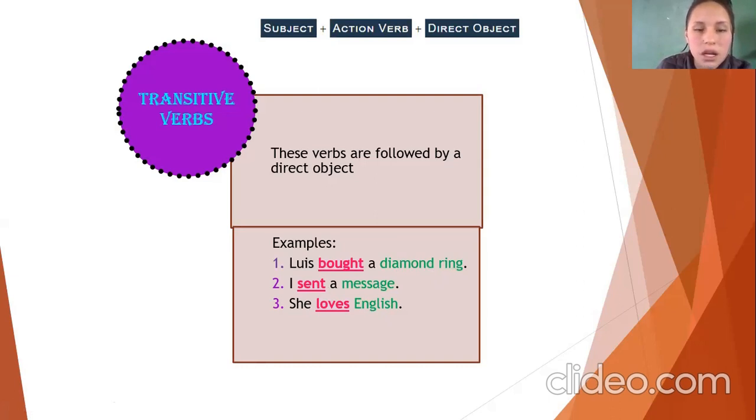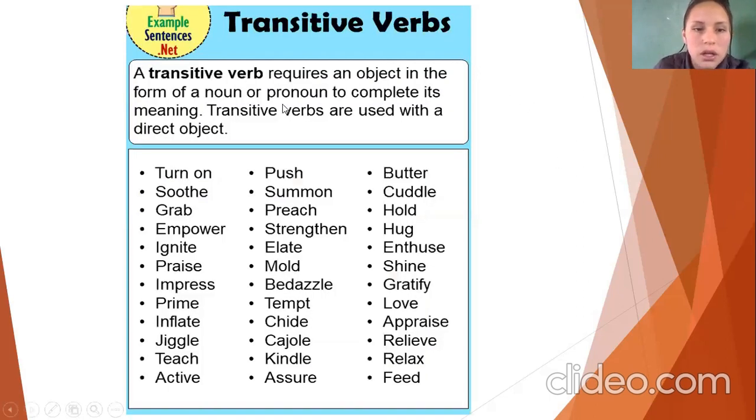If the object were taken out, the result would be illogical, of course, and questions could be raised in the mind of the readers. For example, they could ask themselves, she loves what? What does she love? Here we have some transitive verbs.